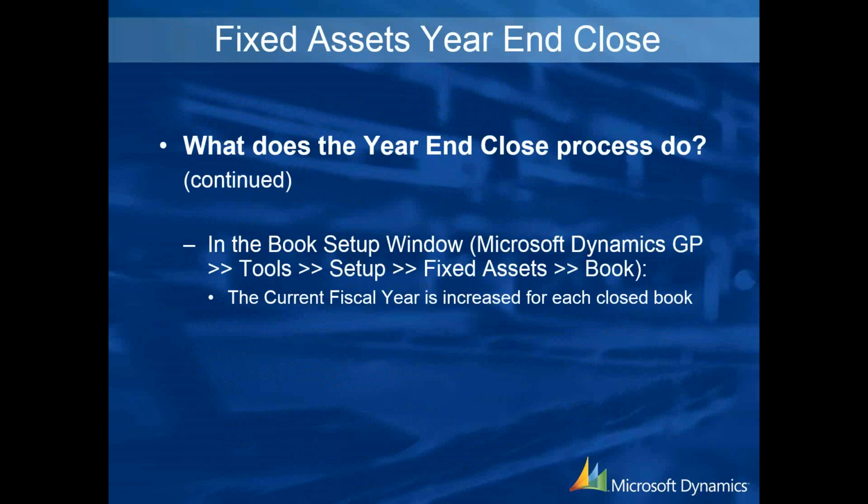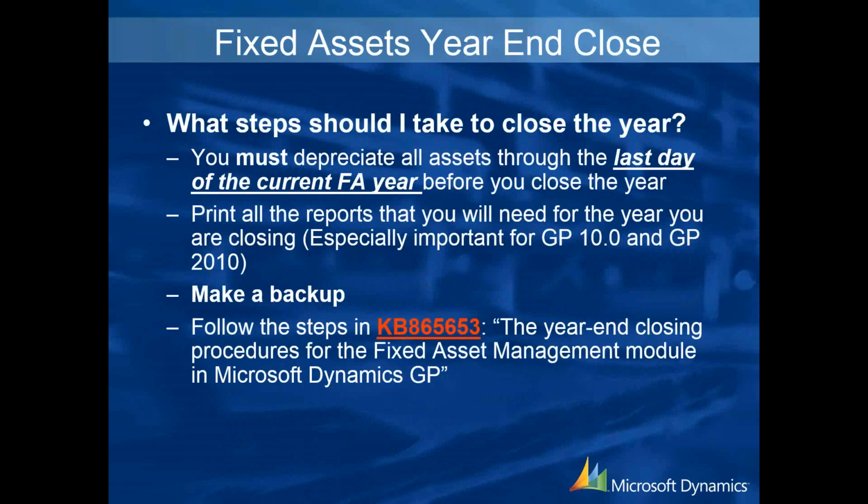What does the year-end close process do? In the book setup window, the current fiscal year is increased for each closed book. What steps should I take to close the year? You must depreciate all assets through the last day of the current fixed assets year before you close the year. So make sure you do that depreciation.